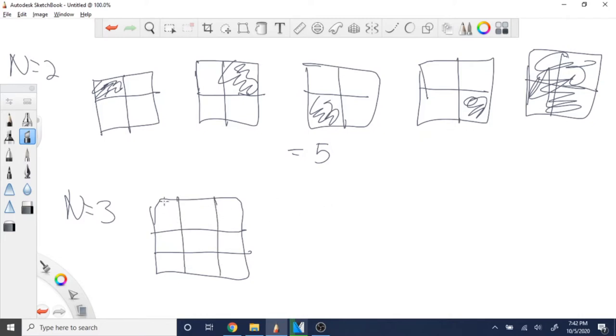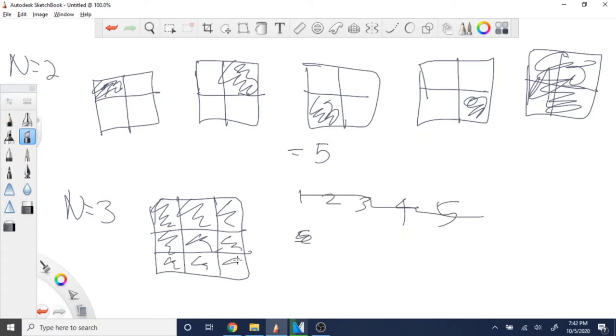Let's see how many we have. We have 1 here, so that's 1. We have another one here, so that's 2. We have 3, and then 4, 5. Okay, so we have 5 here, 6, 7, 8, 9. So first we have 9 squares, each separate, different squares. But now we have to count the number of different ones.